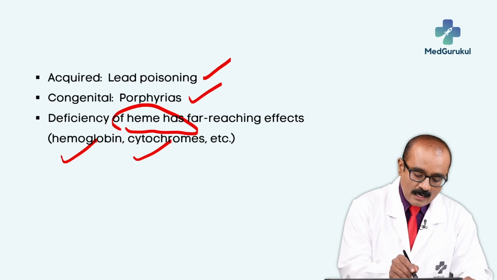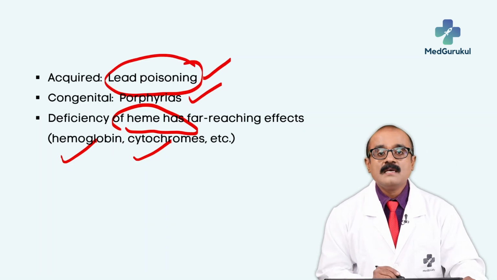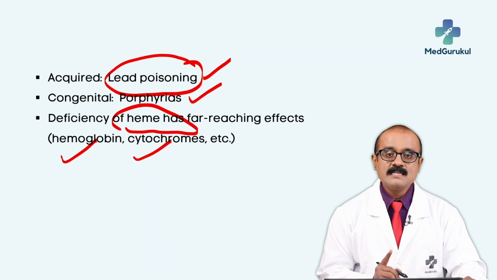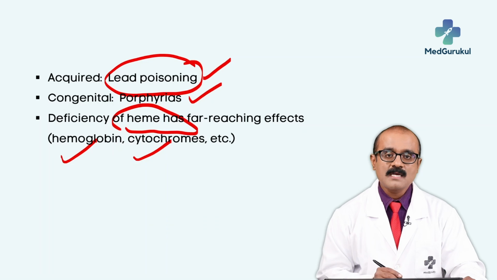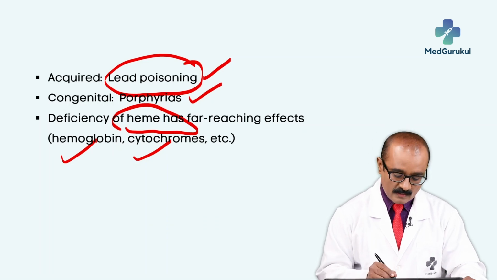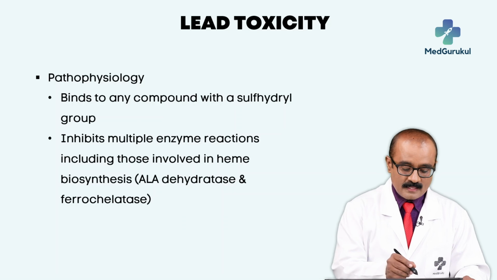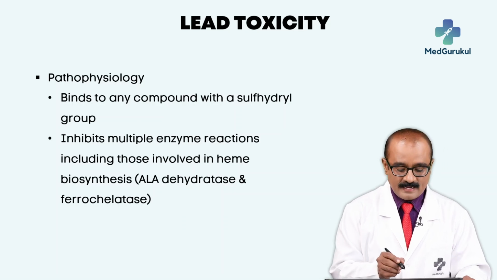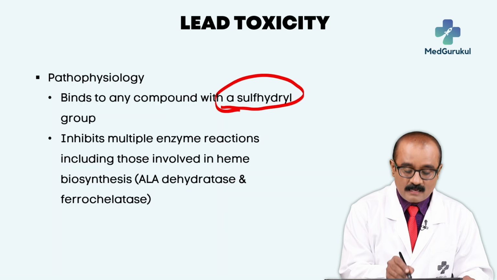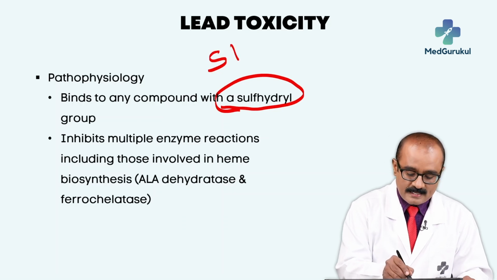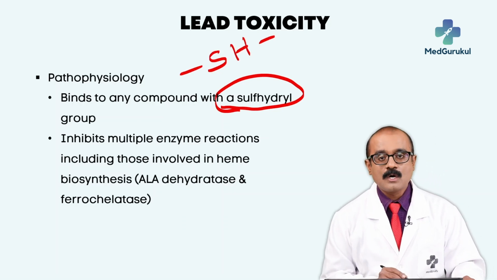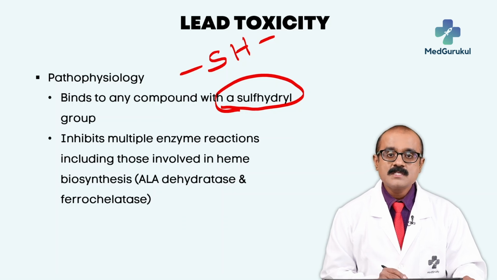Always remember, the acquired type, lead poisoning, is the one which has anemia, whereas in the congenital type of porphyrias we do not see any anemia, but other manifestations are seen. Coming to lead toxicity, its pathophysiology mainly involves compounds with a sulfhydryl group, the SH group, present in proteins or enzymes. So lead affects many of the enzymes which contain this sulfhydryl group.